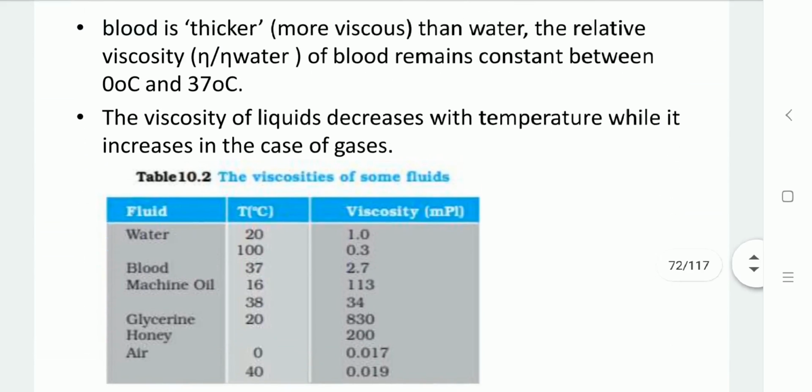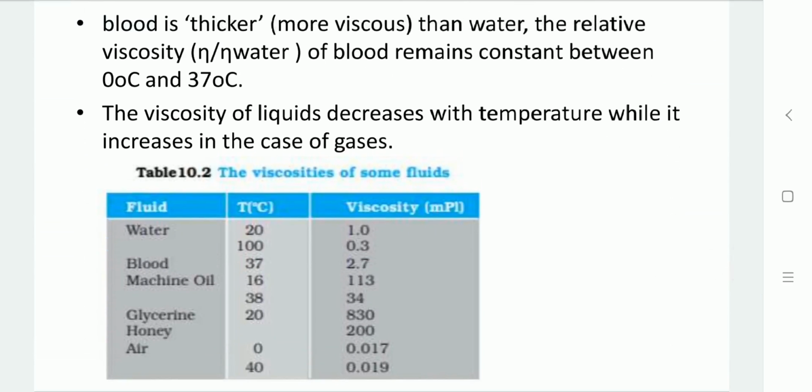Here one table is given which gives the viscosities of fluids. By this comparison, we can see that blood is thicker, or more viscous, than water. So its relative viscosity is eta divided by eta of water. So blood remains constant between 0 degrees Celsius and 37 degrees Celsius. The viscosity of liquids decreases with temperature and increases in the case of gases.